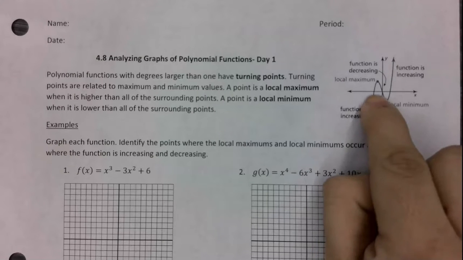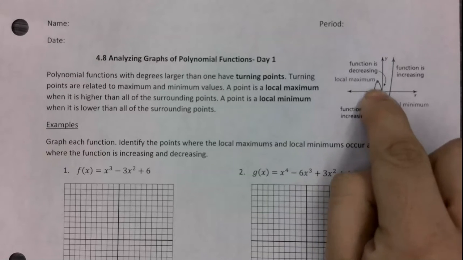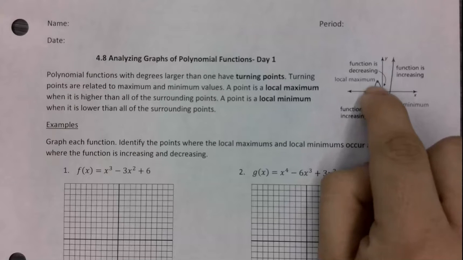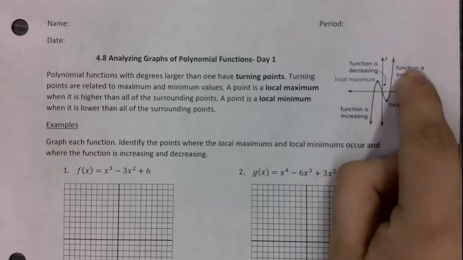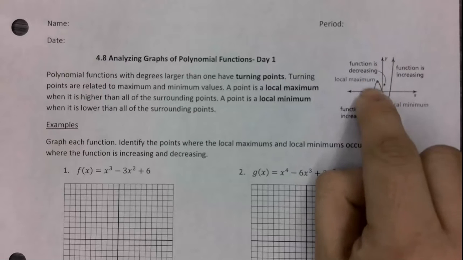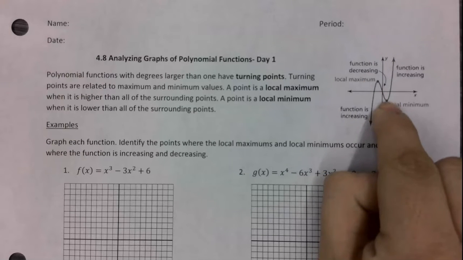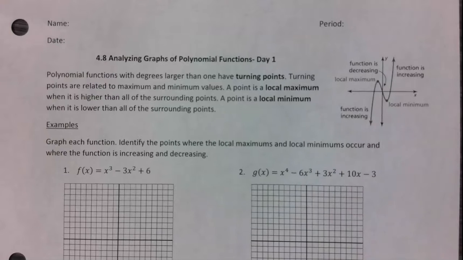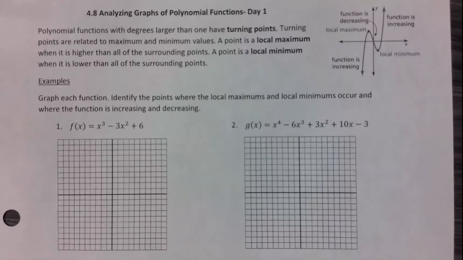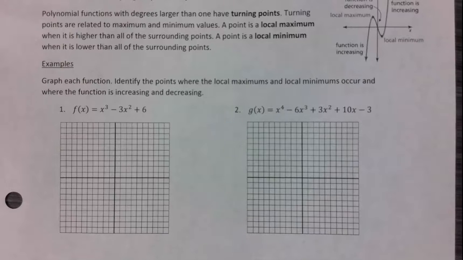A local maximum just means it's higher than all the surrounding points. If I look at this maximum point right there, it's higher than the points immediately to the left and right of it. It doesn't matter that this side goes up. This is a local maximum. Same thing with this local minimum. It's the lowest point out of the ones very close to it. Okay? So on these ones, I need to graph it and see where the local maximums are.